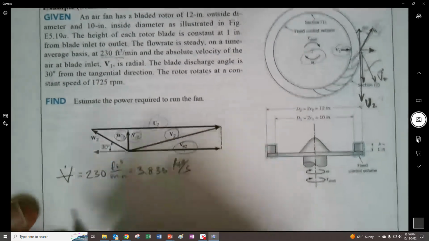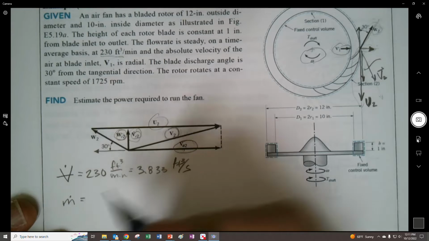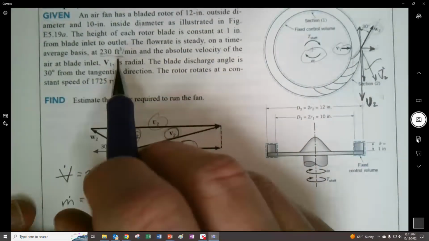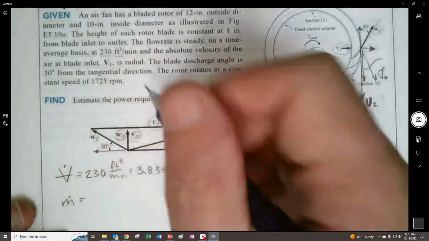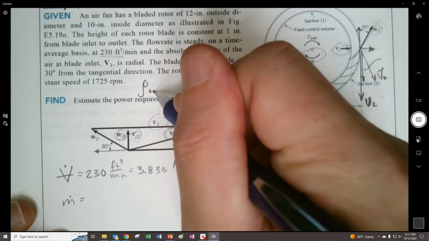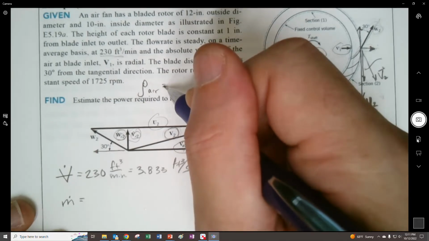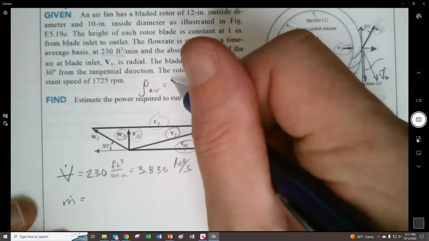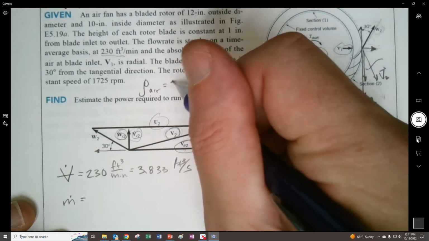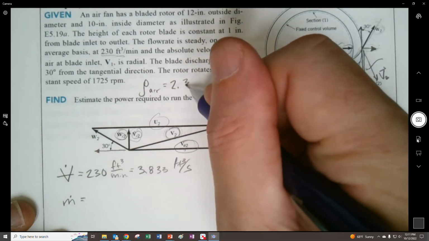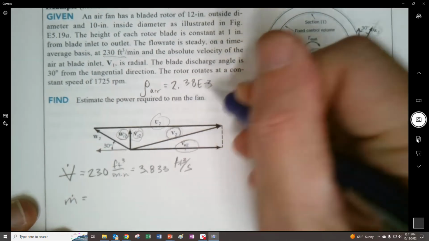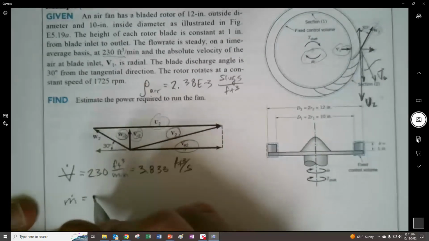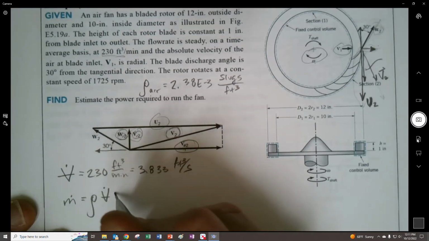I'm going to need the mass flow rate. And they didn't really tell us the temperature or the pressure, so let's just use atmospheric, what's given to us. And I'm going to use slugs. This textbook actually uses both slugs and pounds mass. I don't do pounds mass. So 2.38 e to the minus 3. These are slugs per cubic feet. All right, so that's what we're going to use right here to get the mass flow rate.